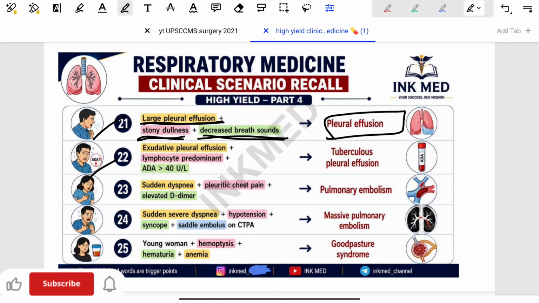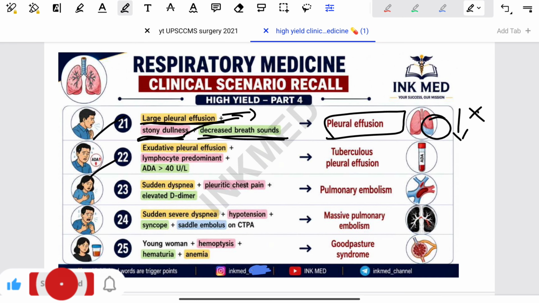How to remember? Whenever fluid collects around the lung, sound transmission decreases. No air means no breath sound. Fluid means stony dull percussion. The trick is fluid falls silent. Fluid in the pleural space equals decreased breath sound. Example: pleural effusion causes stony dullness, whereas pneumothorax causes hyperresonance.